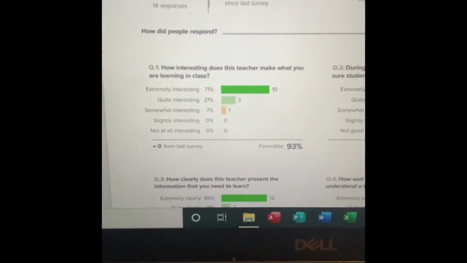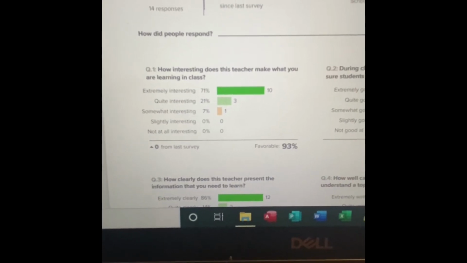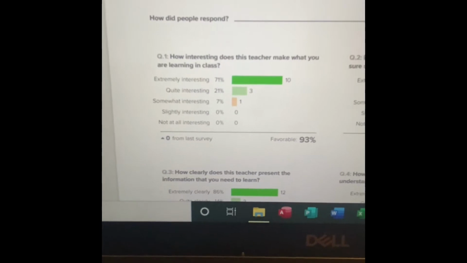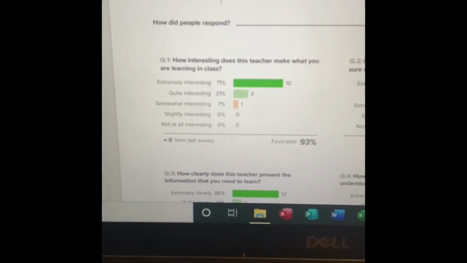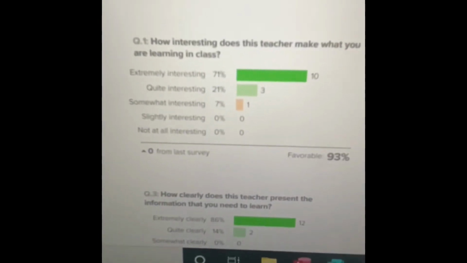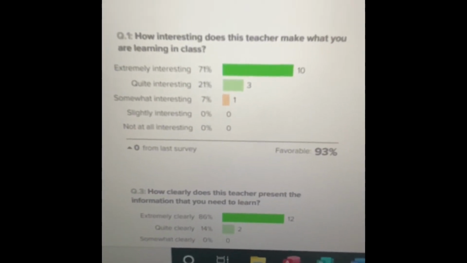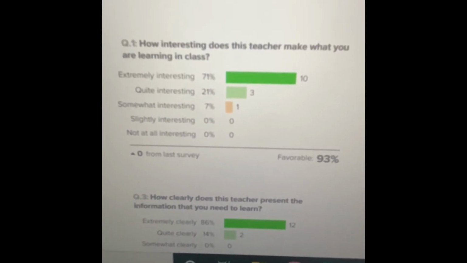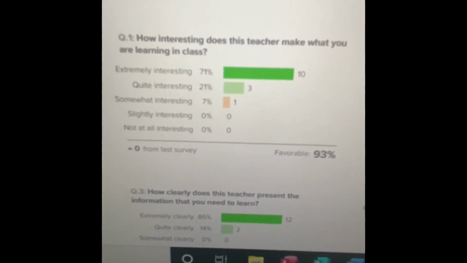Okay, so for the third category of pedagogical effectiveness, pedagogical, I know it means teachers or teaching. So basically how effective the students feel the way I teach is. So the first question it asked, how interesting does this teacher make what you are learning in class? So most of them feel that the way I do it is quite interesting.